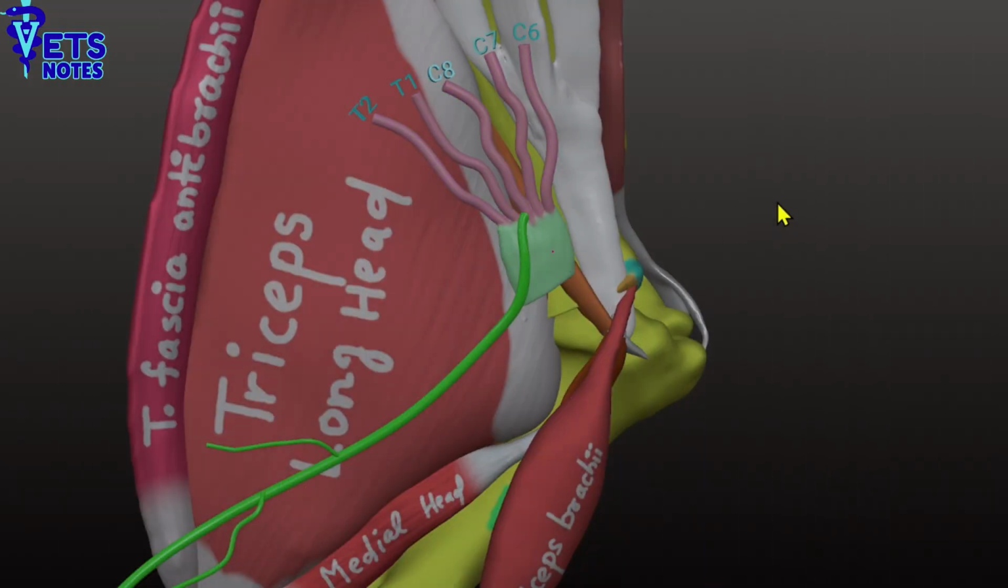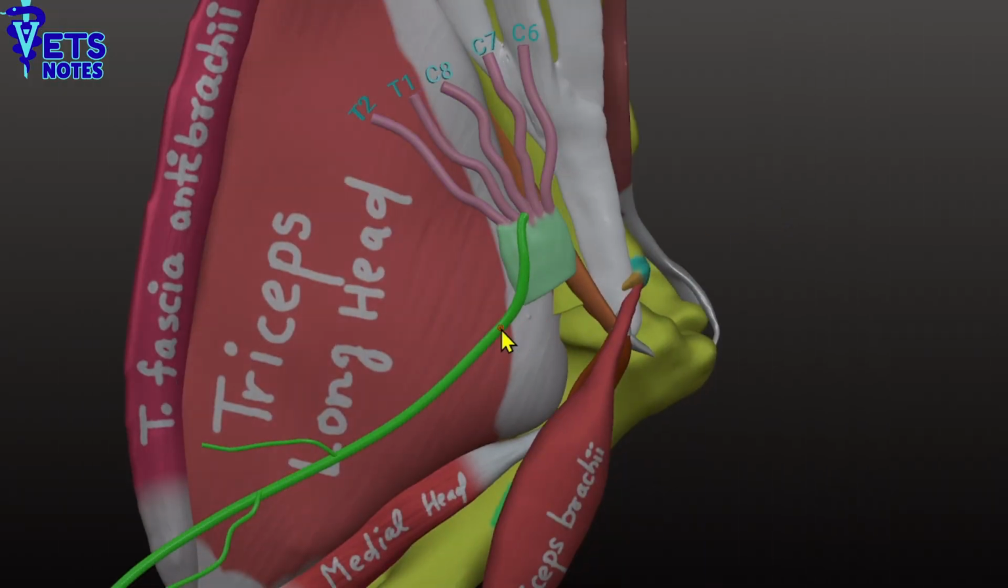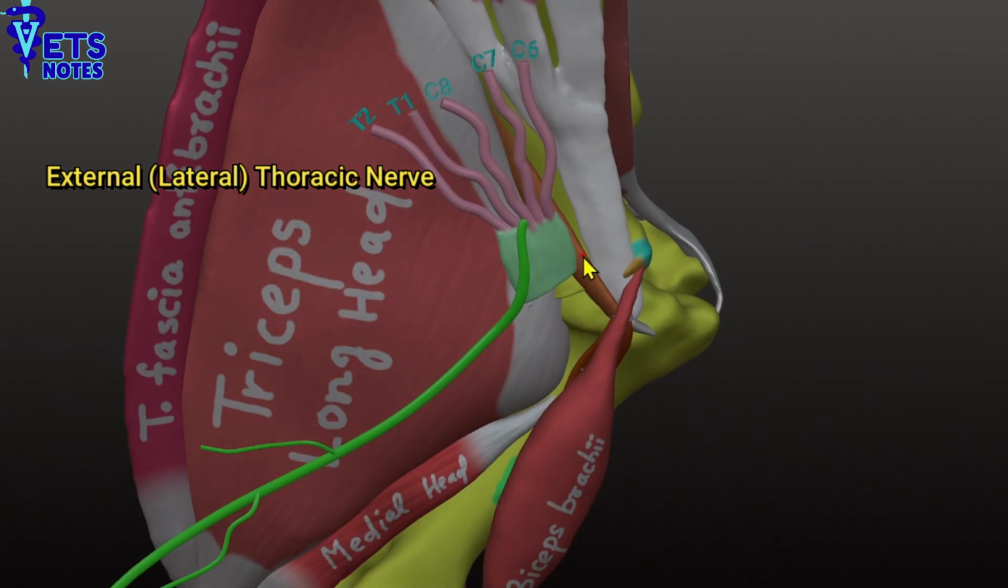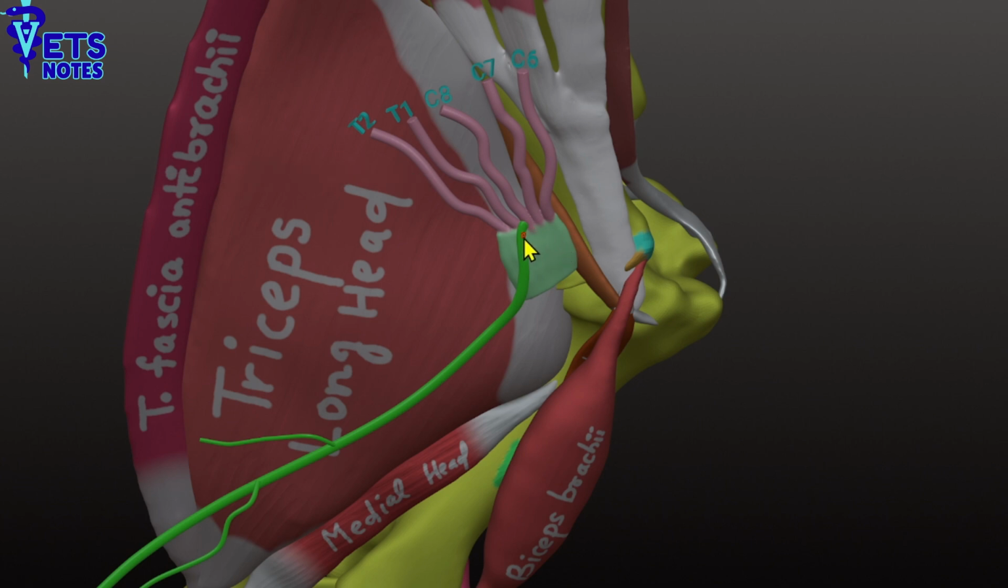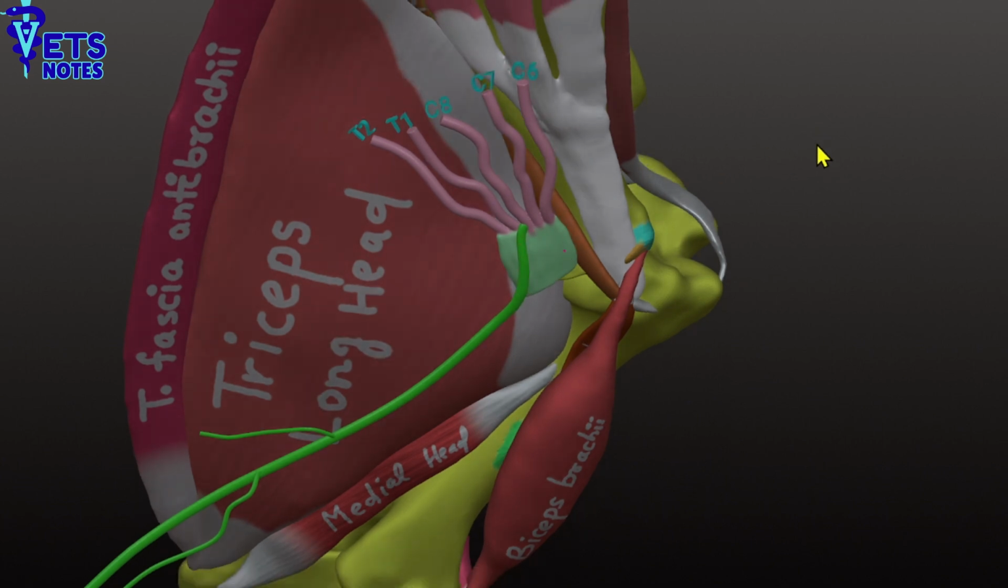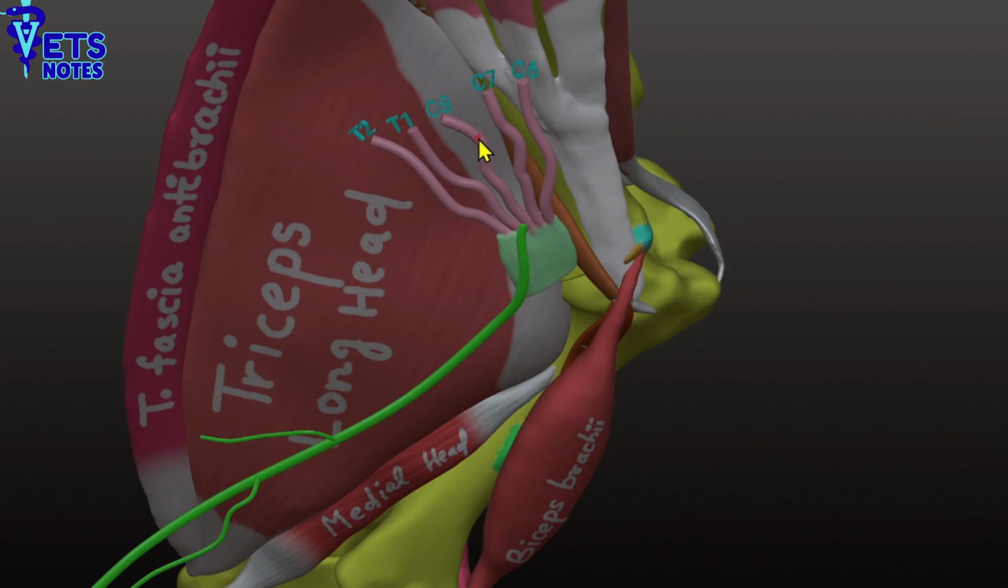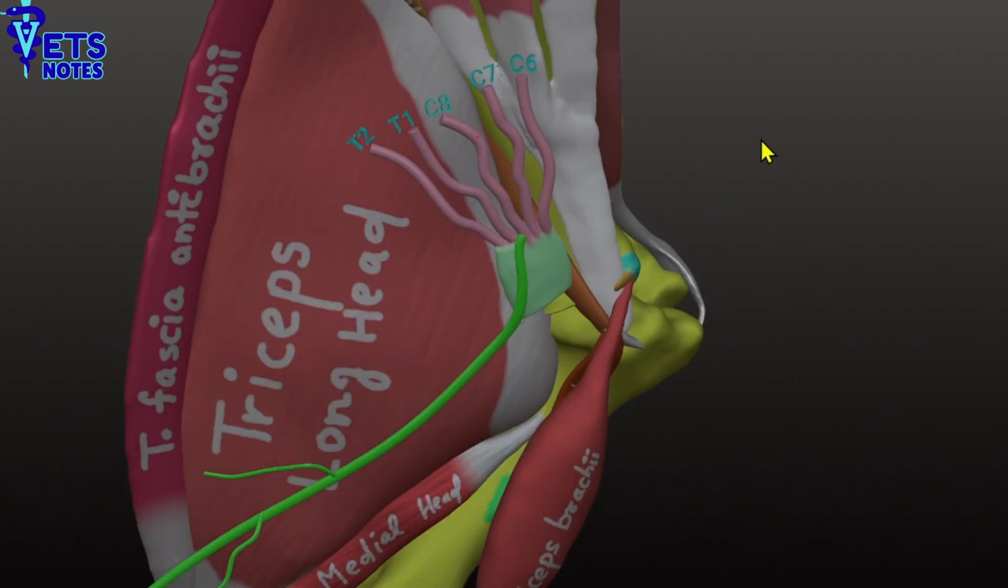This is the brachial plexus. First we'll discuss this branch of the brachial plexus. You can see this branch. This branch is called the external or lateral thoracic nerve. The fibers of this nerve are derived from the ventral branches of the 8th cervical spinal nerve and the 1st and 2nd thoracic spinal nerves.